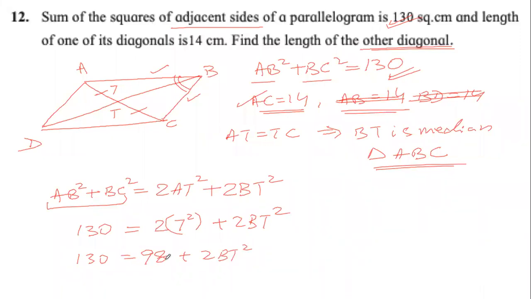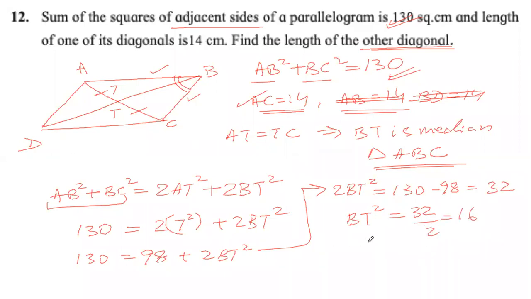Now if we keep the BT term on one side and take everything else to the other side, we can say 2BT square equals to 130 minus 98. 130 minus 98, how much is it? Help me solve it quickly. 32. Is it only 32? Yes, it is 32. Now, how much is BT square? If we take 2 from left to right, this becomes division. So 32 by 2 is 16. Now, if we take square root on both sides, BT will be equal to square root of 16, which is equal to 4.